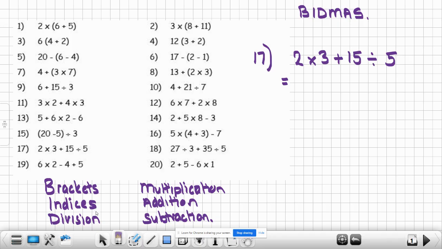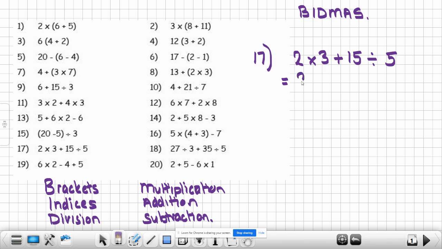No brackets, no indices, so we've got a division and we've got a multiplication. And although division comes before multiplication, we can do those. They're the same. One's the opposite of the other, so we can do those in either way. But let's stick to our BIDMAS so we don't get confused. So we're going to deal with the division first.